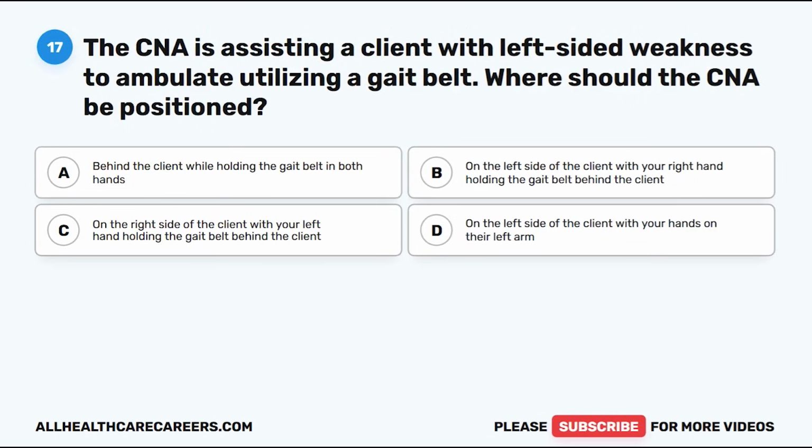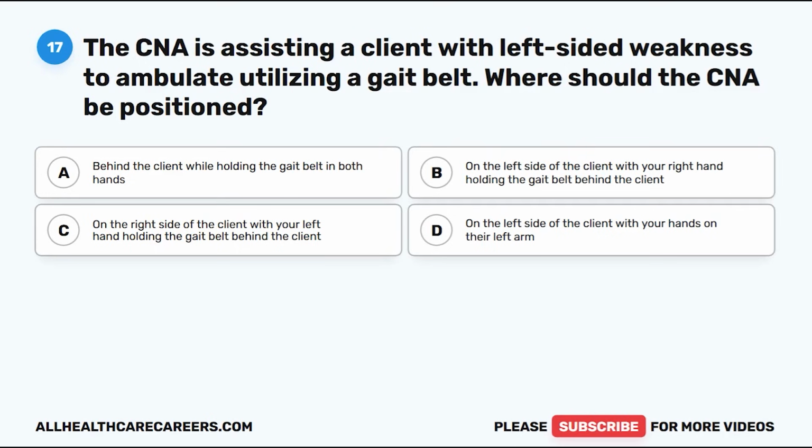Question 17. The CNA is assisting a client with left-sided weakness to ambulate utilizing a gait belt. Where should the CNA be positioned? Option A. Behind the client while holding the gait belt in both hands. B. On the left side of the client with your right hand holding the gait belt behind the client. C. On the right side of the client with your left hand holding the gait belt behind the client. D. On the left side of the client with your hands on their left arm.